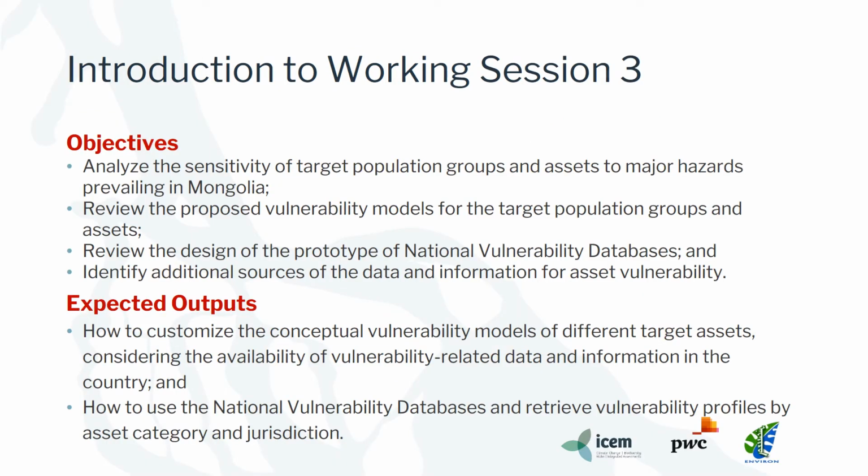The objectives of working section 3 are to analyze the sensitivities of target population groups to the measured hazards prevailing in Mongolia, review the proposed vulnerabilities modeling for the target population group, review the design of the prototype national vulnerabilities database, and identify additional data sources of data and information on asset vulnerabilities.